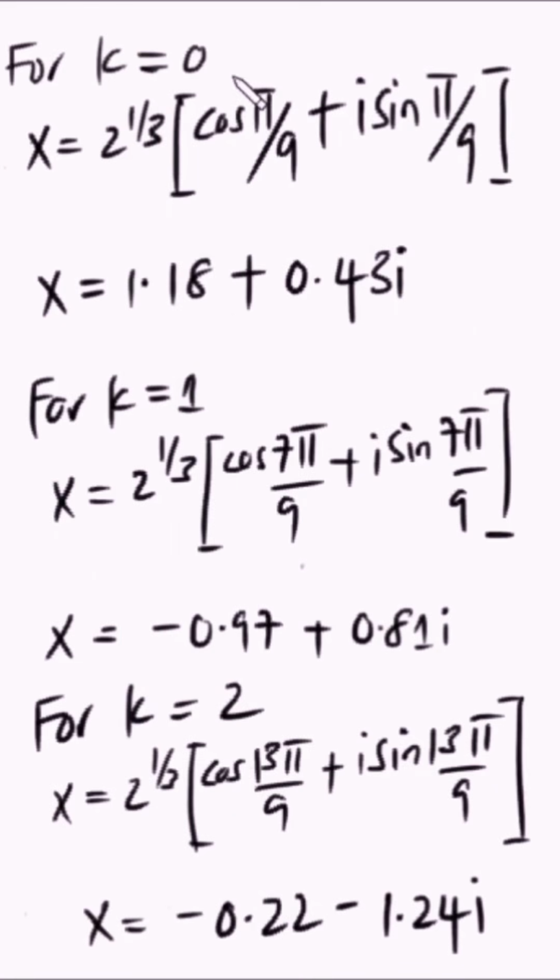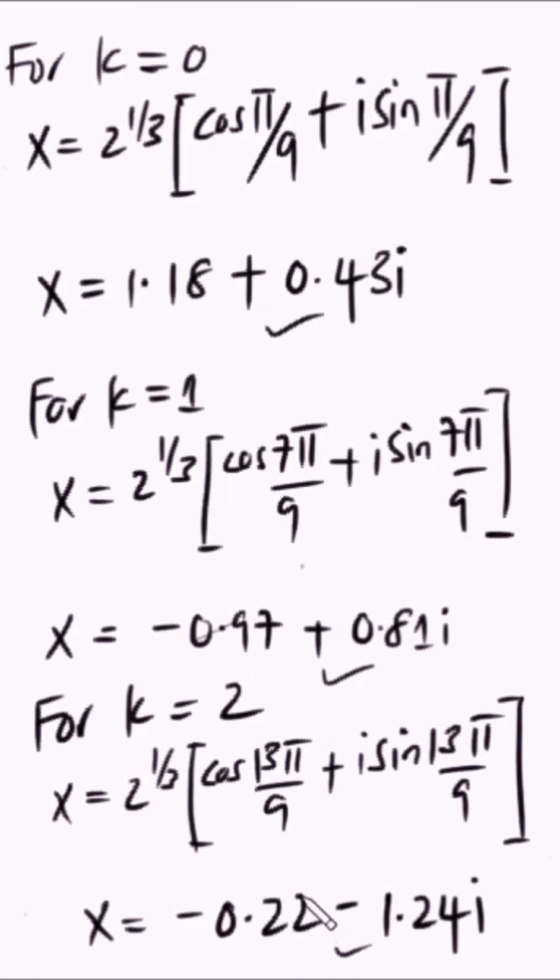So for k equals to 0, if I apply de Moivre's theorem, I get x is 1.18 plus 0.43i. For k is equal to 1, I get x is negative 0.97 plus 0.81i. And for k equals to 2, I get x is negative 0.22 minus 1.24i. So these are the three roots of that polynomial equation there. They are all complex numbers.